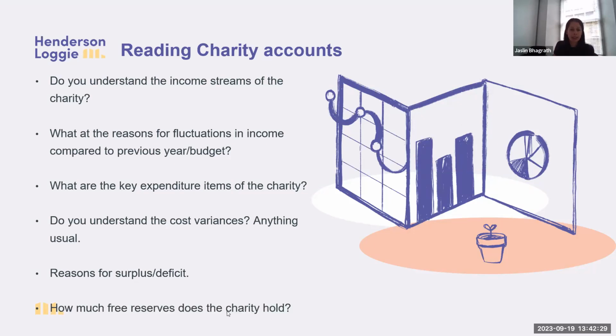And how much free reserves does a charity hold? That's what I'm going to come on to next. So these are just a couple of questions. And I think it's really important that when you're looking at a set of charity accounts, remember, you probably don't have the answers. That's where the senior management team should have the answers. But you should be prepared to ask questions and challenge the management team.